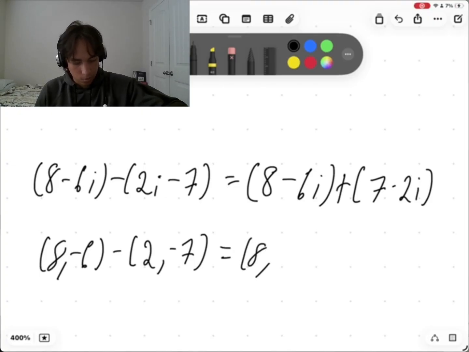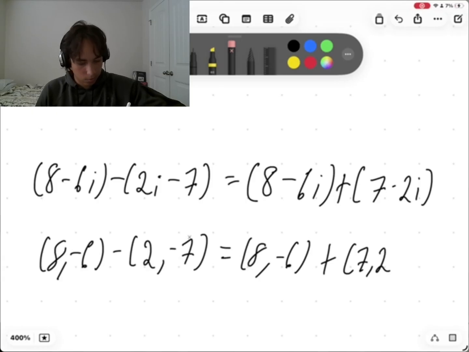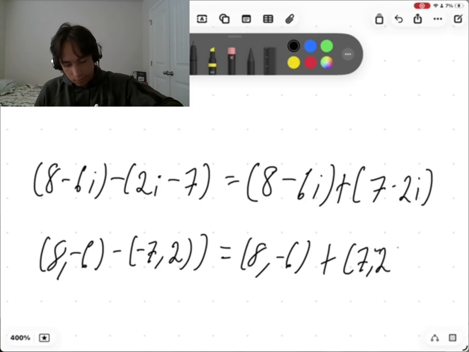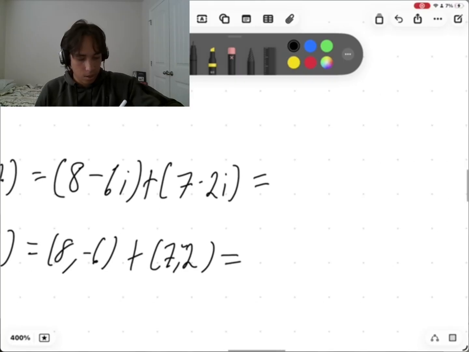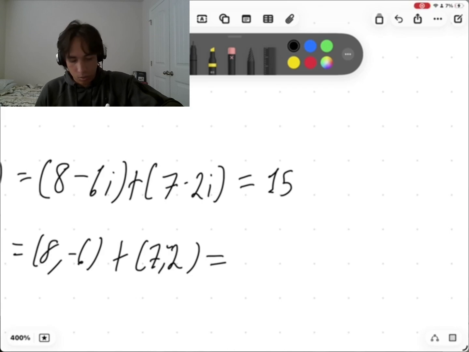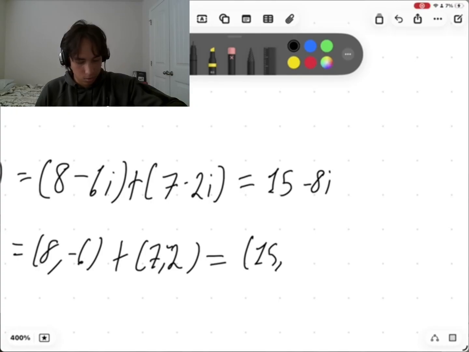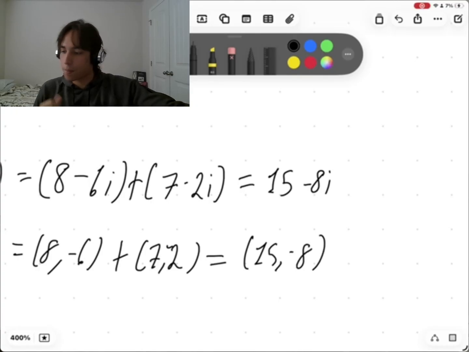And this becomes, hold on. Right? We get that 8 plus 7 is 15, and -6 minus 2 is -8. And it's the same here. Right? Yeah, so that's right. 15 minus 8i.